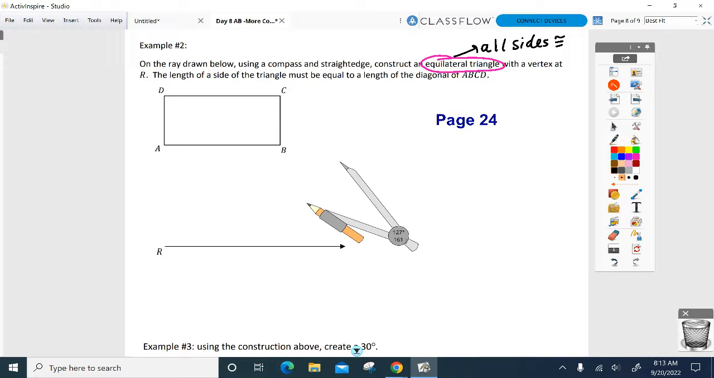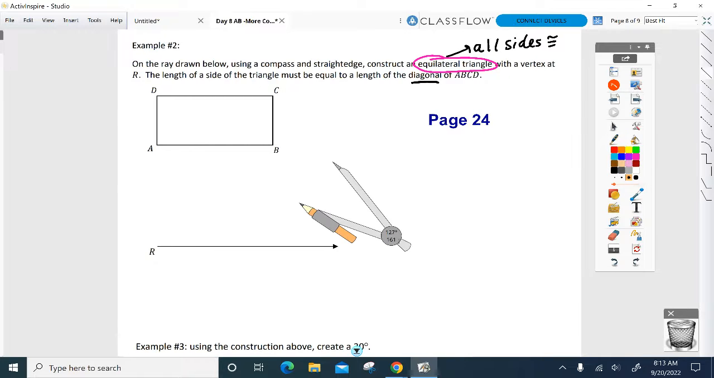Each side, keep reading. Each side must be equal to the length of the diagonal of ABCD. Ever heard of this term, diagonal? Diagonal of a four-sided figure? Connects the corners. Okay, so everyone take your straight edge right now and draw in diagonal AC or BD. It's up to you. They're both the same length. So take your straight edge. Let's draw in diagonal AC or BD.